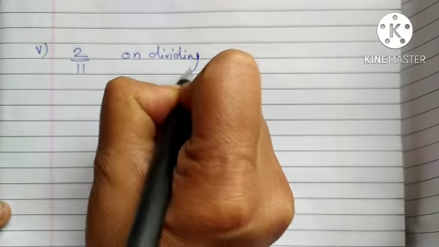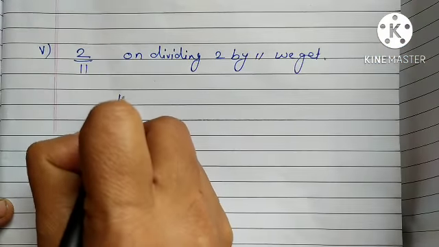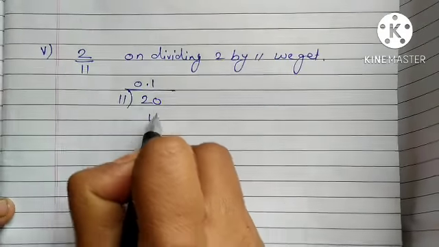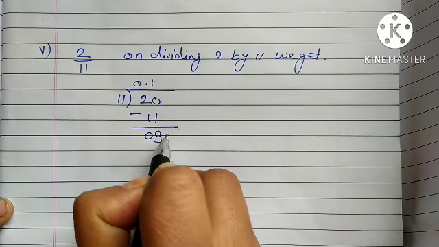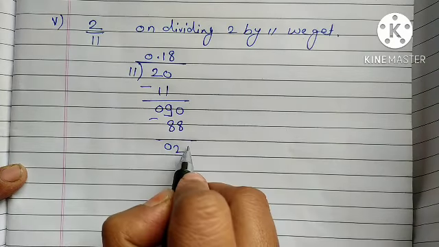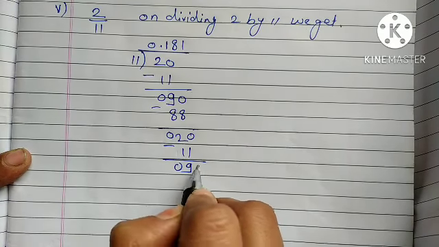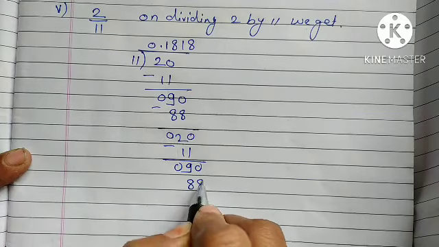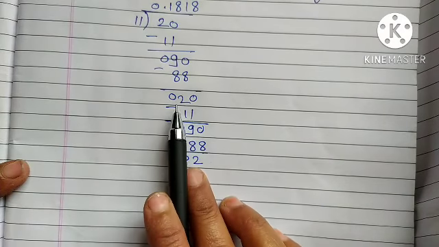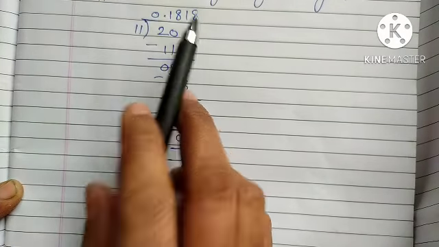Fifth example is 2 by 11. On dividing 2 by 11, let's perform the division. Now 2 is smaller than 11, so 0. 11 1s are 11, remainder will become 9. 11 8s are 88, remainder will become 2. 11 1s are 11, remainder will become 9. 11 8s are 88, remainder will become 2 again. We observe remainder 2, then 9, again 2, again 9. That means this group of 1 8 will be repeating again and again.